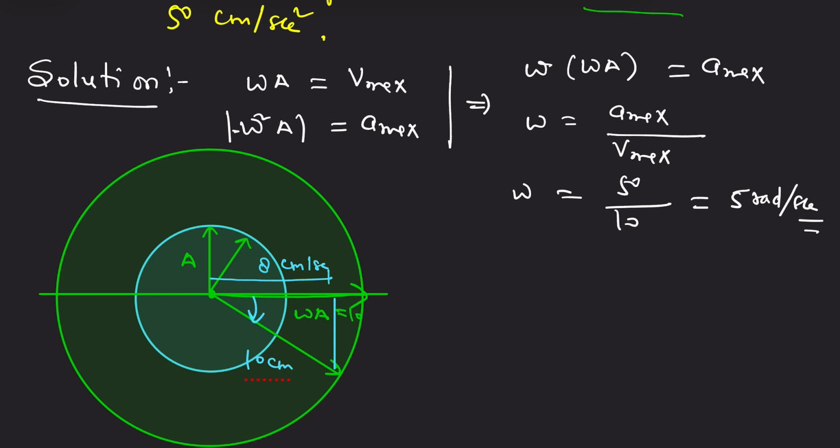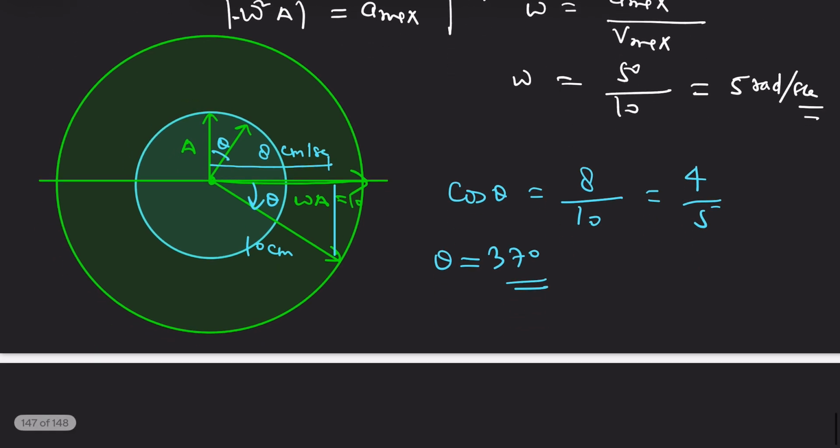If you see the angle, this theta, this will also be theta. So cos theta is going to be 8 by 10, which is 4 by 5, which means this is 37 degree. Theta is 37 degree. Now if you know theta, you can find out the position of the particle.